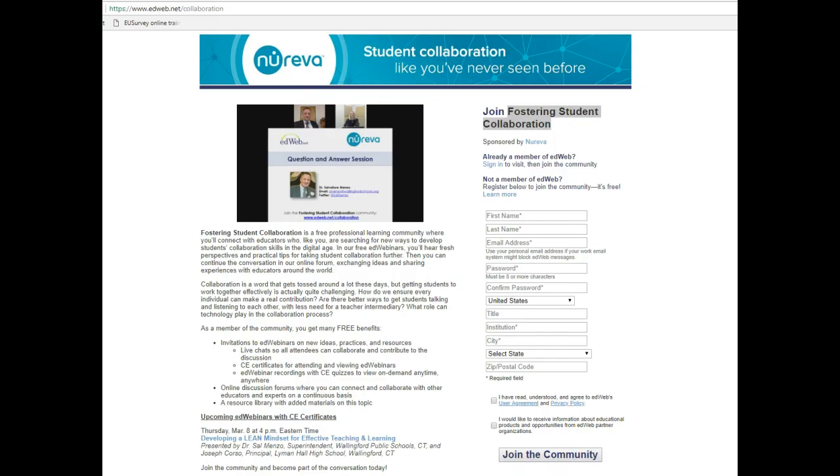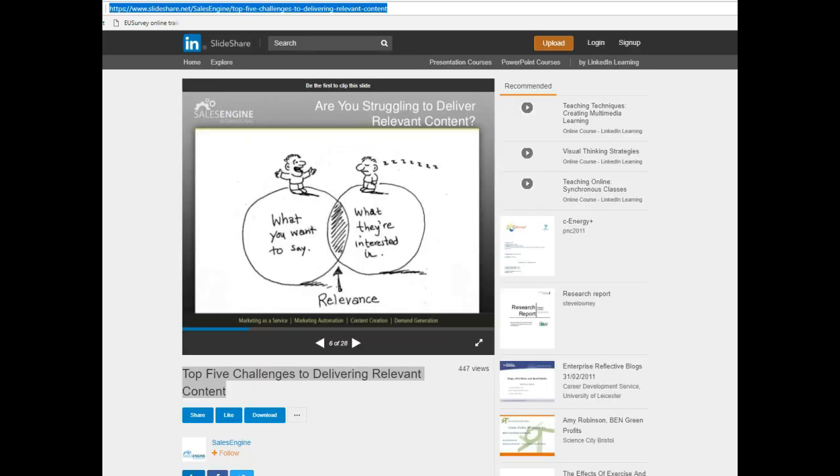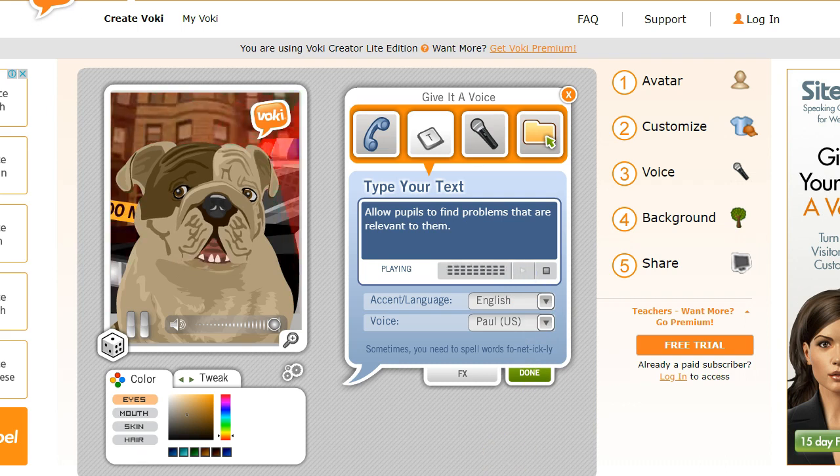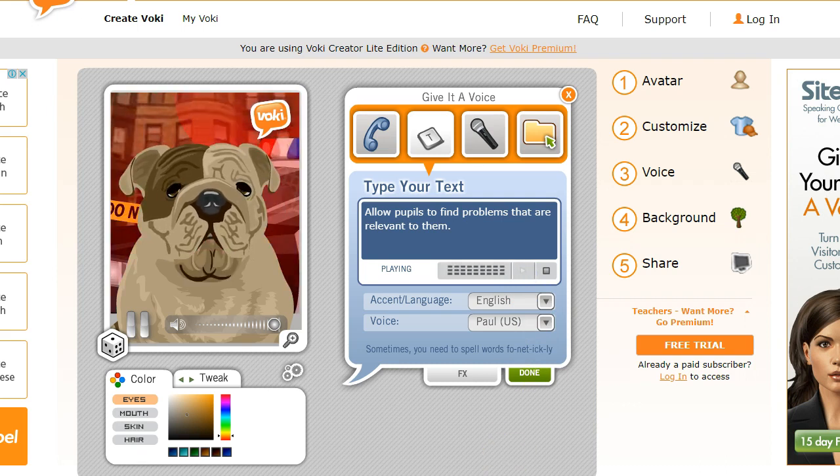This is the web page where this recording comes from. This is the one where the cartoon comes from. And this is the character I have used here. Allow pupils to find problems that are relevant to them.